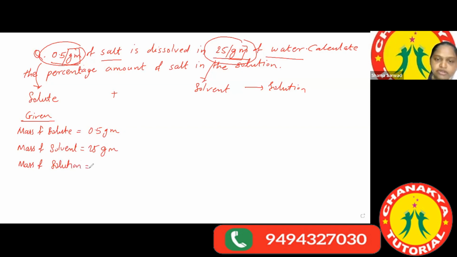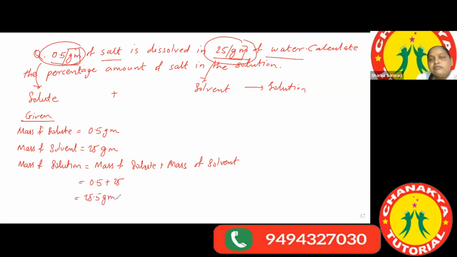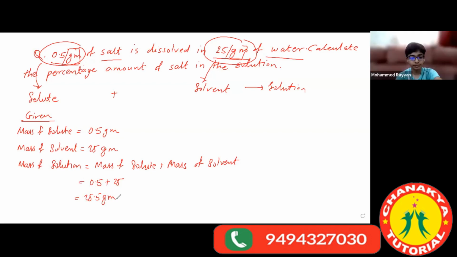How are you going to calculate? Mass of solute plus mass of solvent. That is equal to 0.5 plus 25. That is 25.5 gram. Correct? Yes or no? Yes, ma'am.